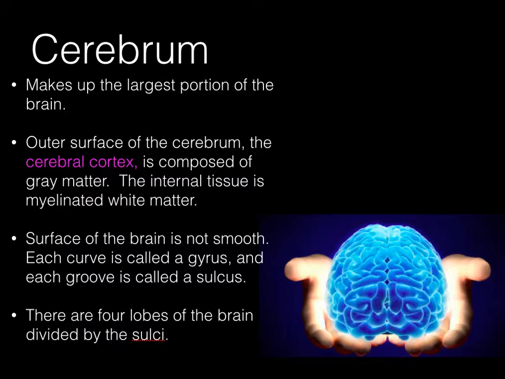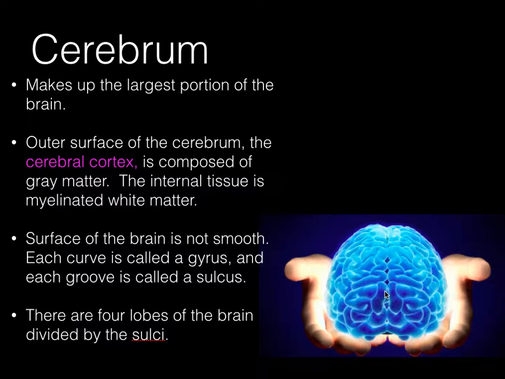So let's start with the cerebrum. This is the largest portion of the brain. These are going to be the large lobes of the brain here. The outer surface of the cerebrum, the cerebral cortex, is our gray matter, and when we were doing our sheep dissection, we could see the difference between the gray matter and the white matter. The internal tissue is myelinated white matter, so we should know what myelinated means. It's going to be pretty much insulated white matter.